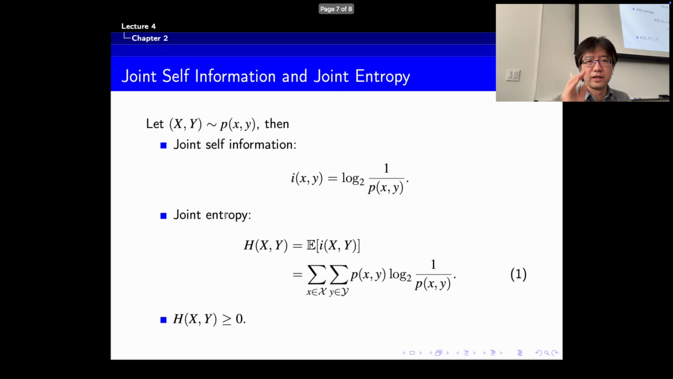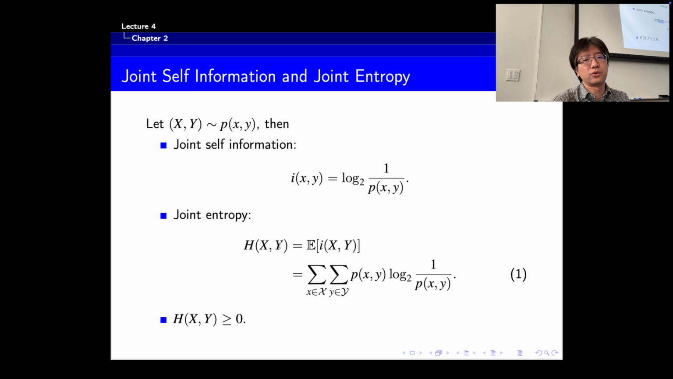Okay, next is the joint self-information and the joint entropy, right? And as we said before, the definition is pretty much the same, no big difference. Instead of one random variable, we consider two random variables. Then we have our self-information like that, and if we do expectation on that, we have our joint entropy.